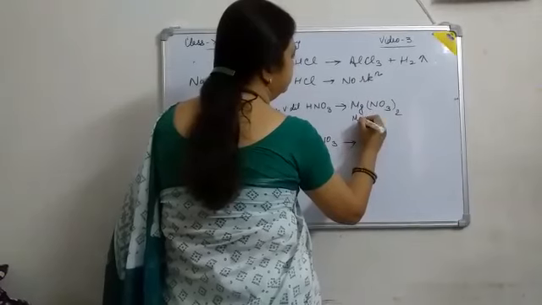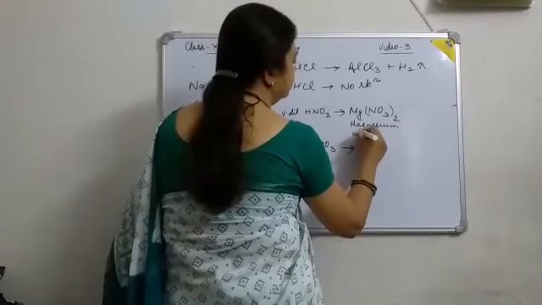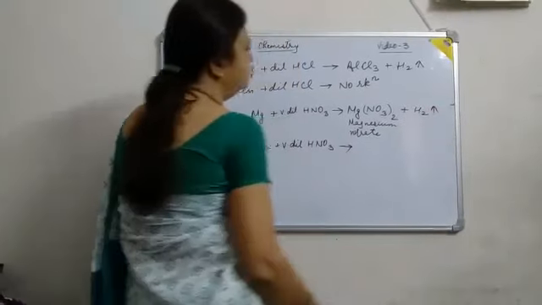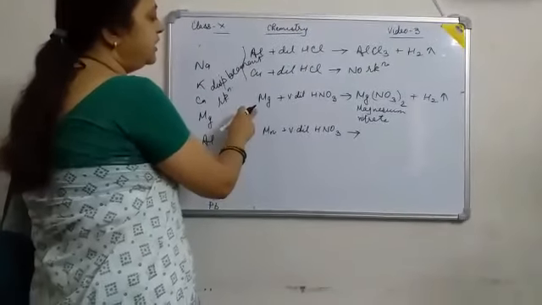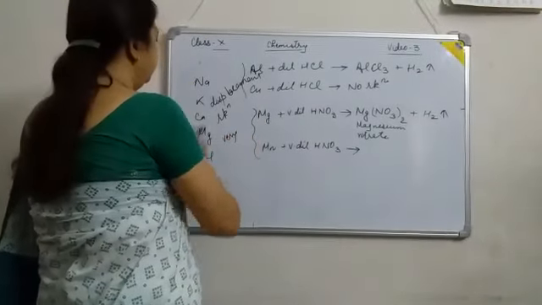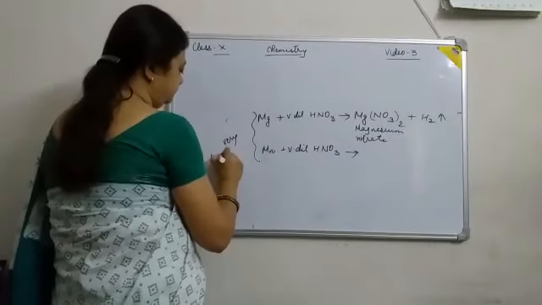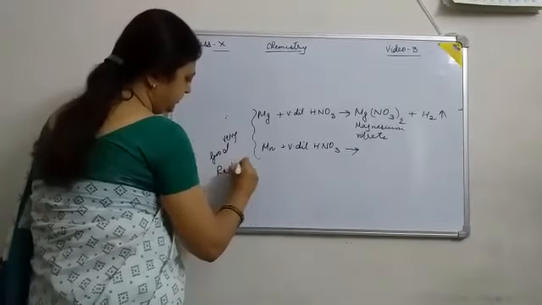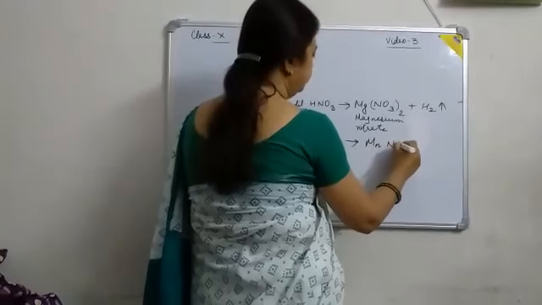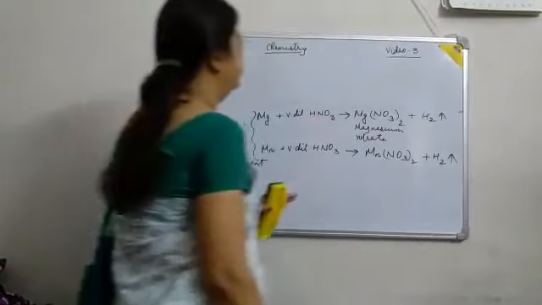This is magnesium nitrate plus hydrogen gas. Water is not formed here, here hydrogen gas is formed. Because magnesium and manganese, these two metals are very good reducing agents. So, manganese forms manganese nitrate along with hydrogen gas.